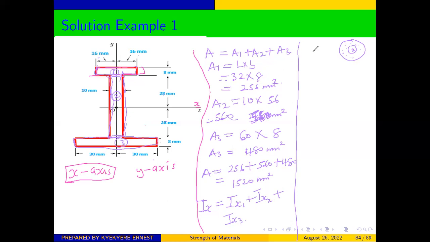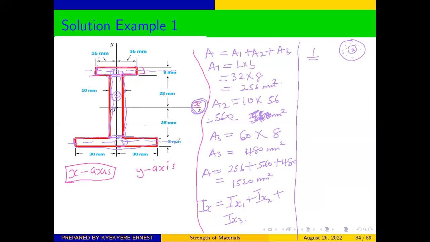Now let's consider section 1. When we consider section 1, you can see that this is the x-axis, and we are asked to determine with respect to the x-axis. We are going to take the x-axis as our centroid. You can see that the x-axis only passes through section 2. It doesn't pass through section 1, and it doesn't pass through section 3. So it means that section 1 is going to have its own centroid, somewhere here. This is the center with respect to the x-axis. And section 3 is also going to have its own center somewhere here. However, for section 2, the center is where the x-axis is passing through.